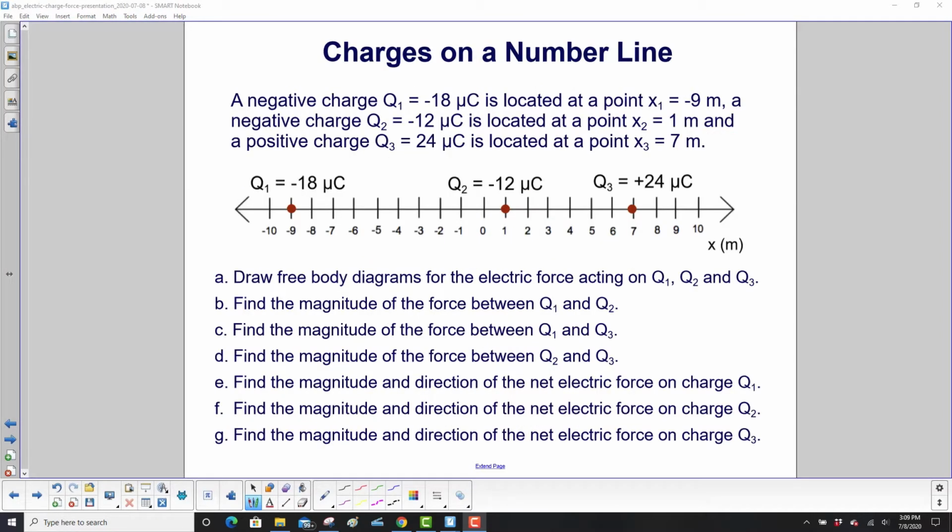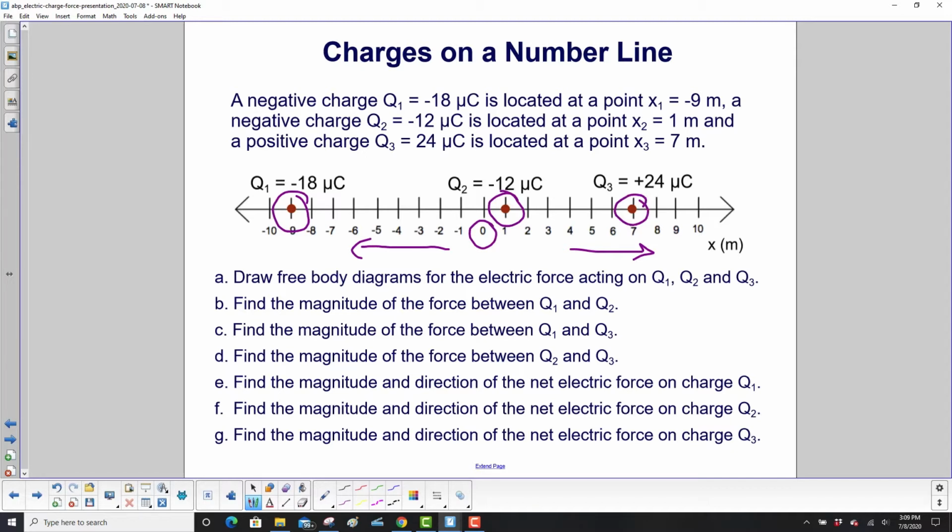We have 3 charges on a number line. And here's our 0 position. And you go this way, you have positive x, and everything's going to be in meters. This way is negative x. One charge is negative 18 microcoulombs here. You have a negative 12 microcoulomb charge here at plus 1, and a 24 microcoulomb charge over here at plus 7.